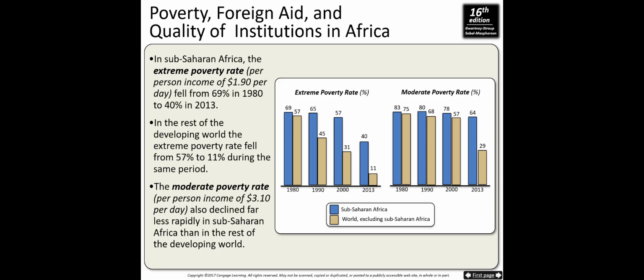You see two graphs here. In sub-Saharan Africa, the extreme poverty rate, which is the per person income of $1.90 per day, fell from 69% in 1980 to 40% in 2030. In the rest of the world, the extreme poverty rate fell from 57% to 11% during the same period. The moderate poverty rate, which is the income per person of $3.10 per day, also declined far less rapidly in sub-Saharan Africa than in the rest of the world.